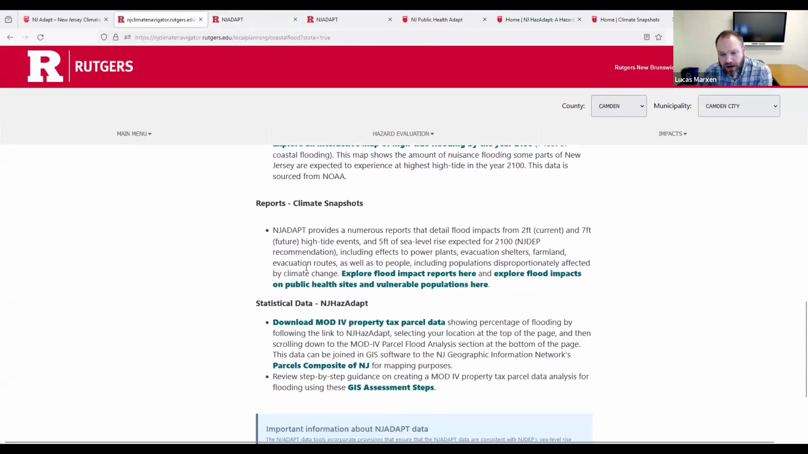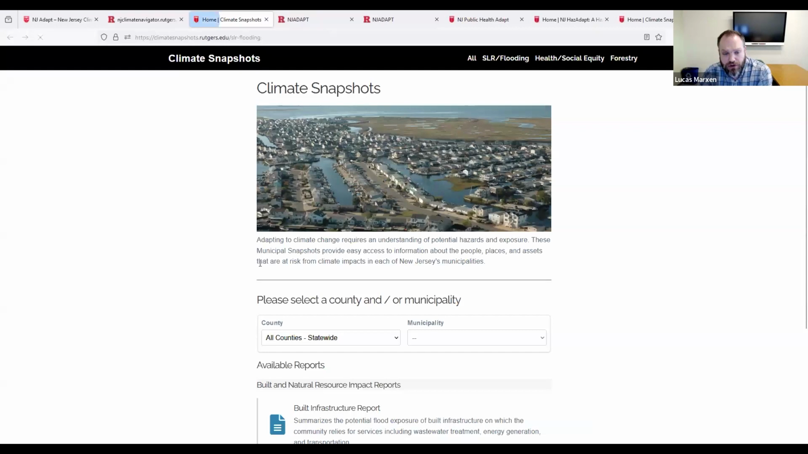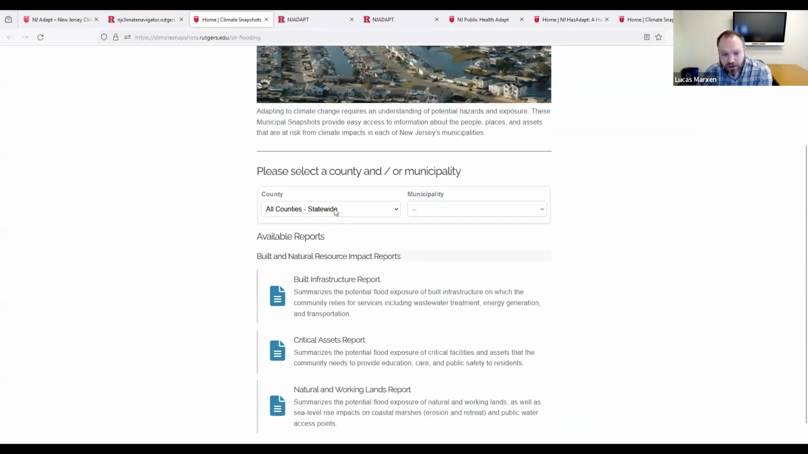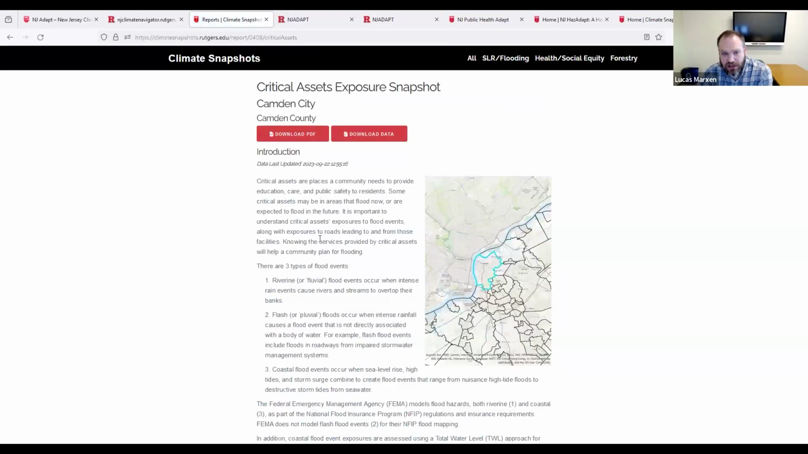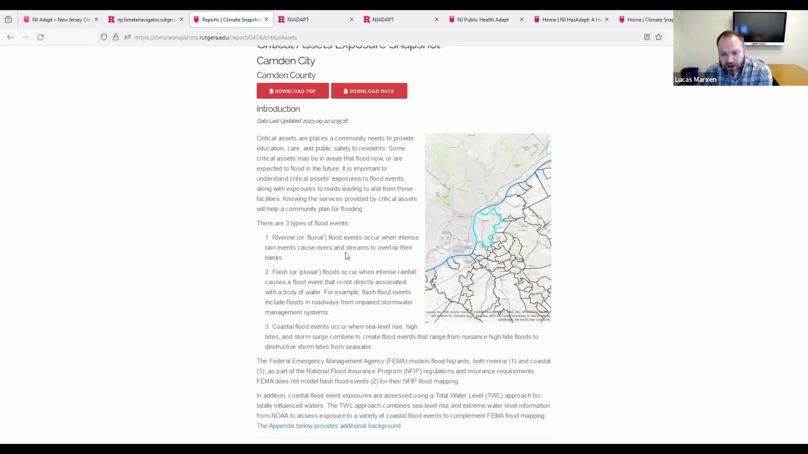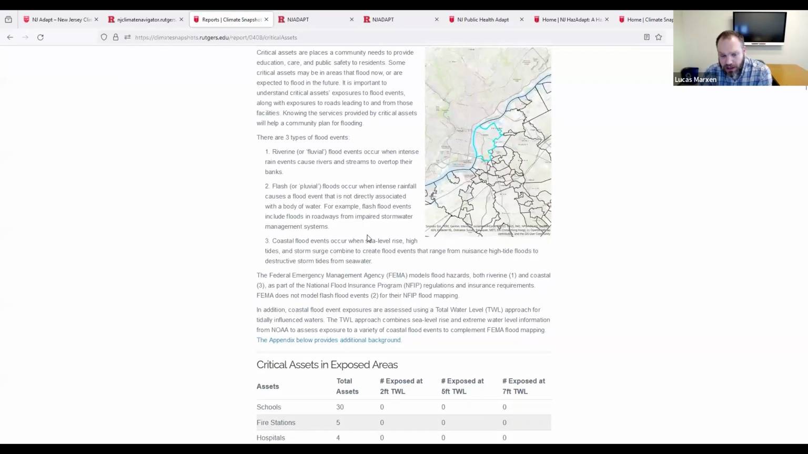Under the reports, we provide a link out to our climate snapshots tool. We specifically have a link for the flood impacts report, which, again, lets you select the location you're interested in. So we can look at Camden again. And we can see specific flood impact reports looking at built infrastructure, critical assets, or natural and working lands. If we look at our critical assets report, it provides a nice report format that can be downloaded as a PDF, or you can download the data behind it.